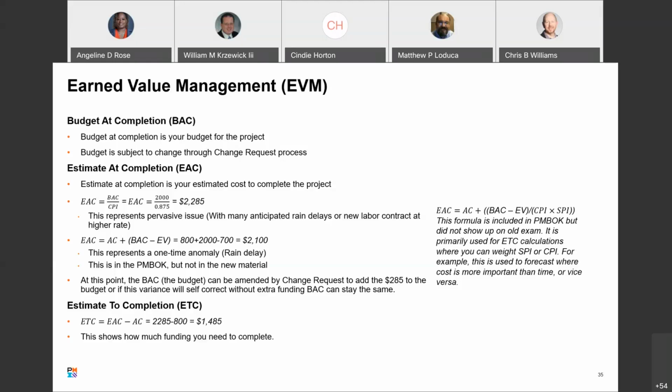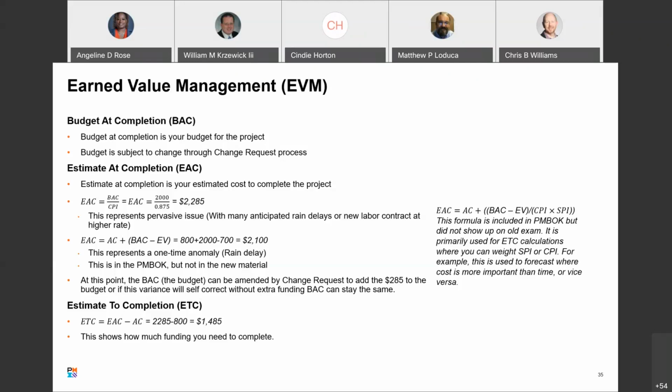Okay. All right. There is one more. You see on the right, EAC equals AC plus that combination. Like it says, this formula is included in the PMBOK, but did not show up on the old exam. It is primarily used for ETC calculations.